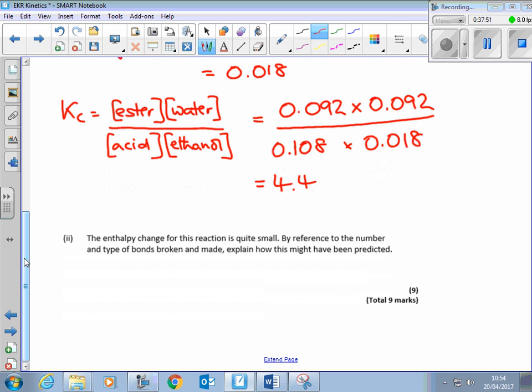Hang on in there. The enthalpy change for this reaction is quite small. It's not really relevant to what we're doing, but by reference to the number and types of bonds broken and made, explain how this might have been predicted. I'm not really expecting that in here, but you've got similar types on each side. You've got very similar bonds being broken on the left and formed on the right, so there's not that much difference between them. So the actual enthalpy change is quite small, but that's not a bit that you would need. It's really a bit of understanding the energy side of it, I suppose. And it could be the same number of bonds, actually.